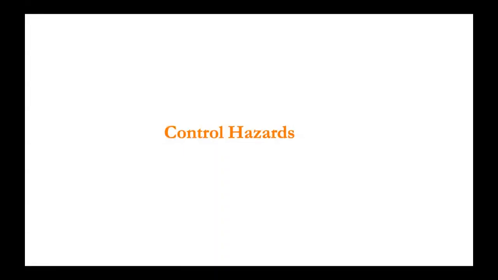So we are going to discuss the control hazards today. The control hazards are the most difficult type of hazards arising from normal operation of a program. The most common type of control hazard is the branch instruction.